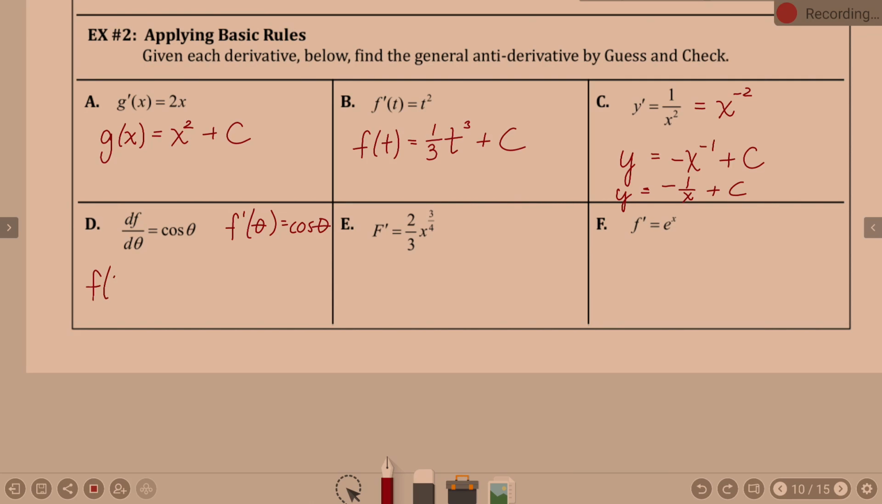Sine theta plus c. And that's half the battle, is getting the signs figured out, right? I heard discussion out there of, is it positive sign or negative sign? I'll be honest.